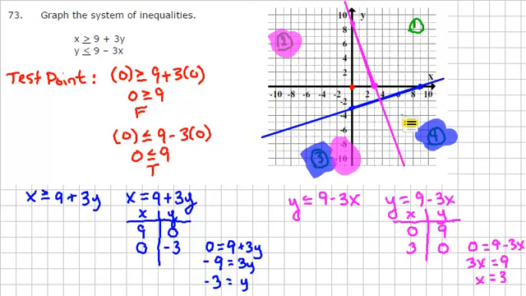So which region satisfies both inequalities? Well, we see that that's region 3, and so when we graph the solution or graph the system of inequalities, we want to shade in this region only. So the solution to our system is this region, region 3.